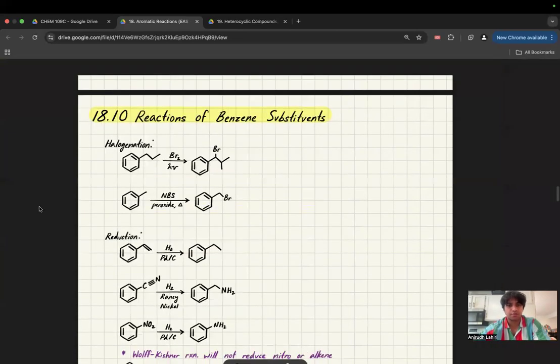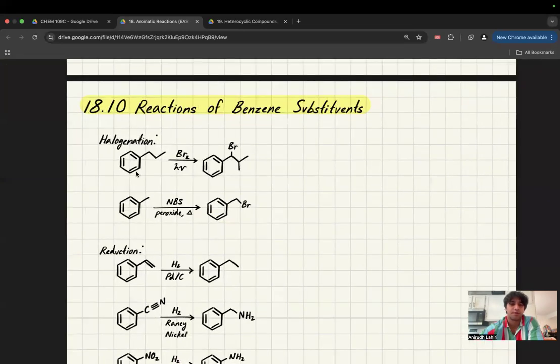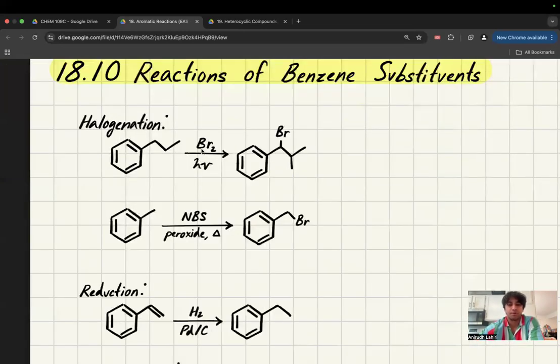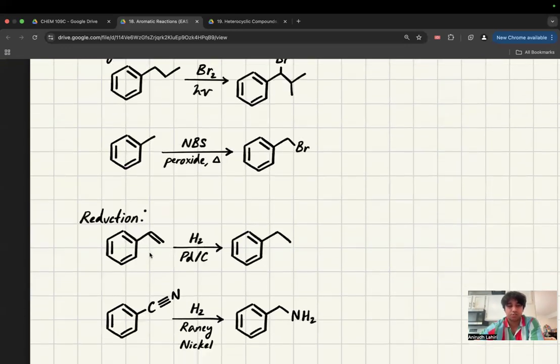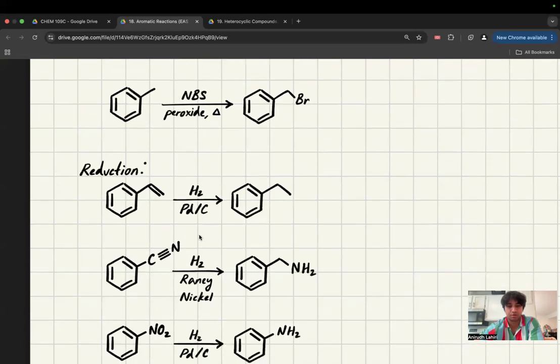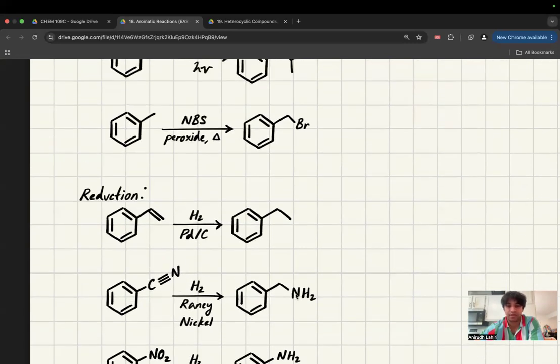Okay, cool. Reactions of benzene substituents. So there's a lot of different reactions that we can do, especially after we install groups onto the benzene. You recall from 109B, we can just do a halogenation, radical halogenation. We can use NBS if we want to be very specific about where we place the Br. Reductions, if you want to just reduce a double bond, you can use H2 palladium and carbon. Raney nickel will reduce the CN to an NH2 amino group. So benzylamine.